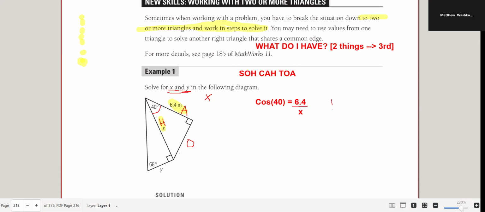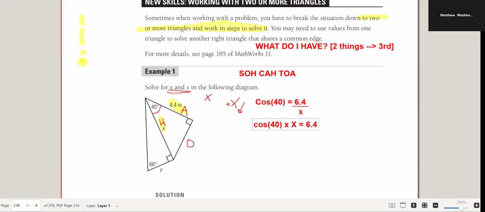Now, first thing I need to do is times both sides by X. I know that sounds kind of weird to do. I'm doing this to both sides, by the way. I'm just writing it over here for space. So I'm timesing both sides by X. On the left side, I'm going to have cos of 40 times x is equal to 6.4.